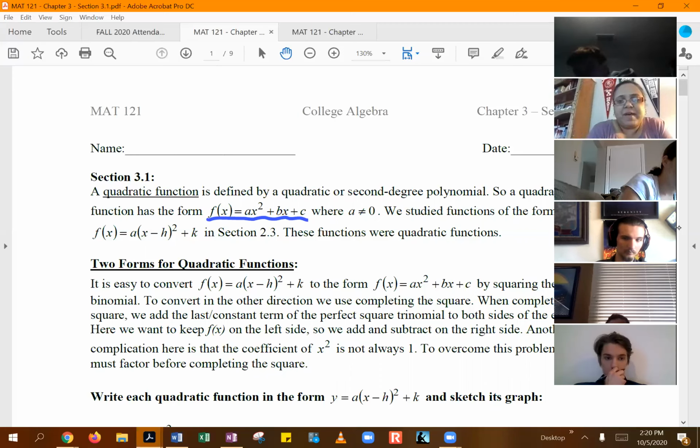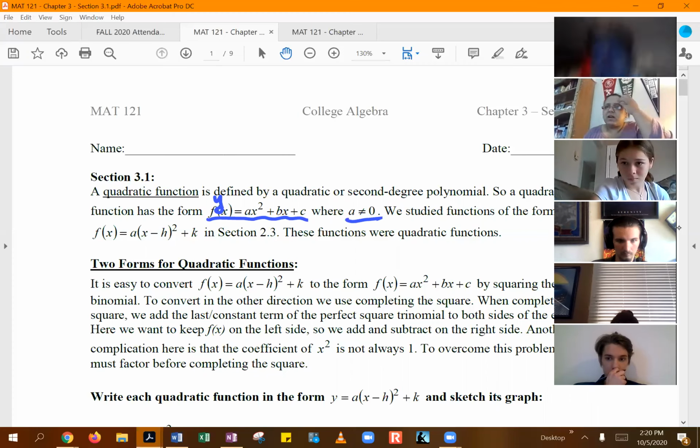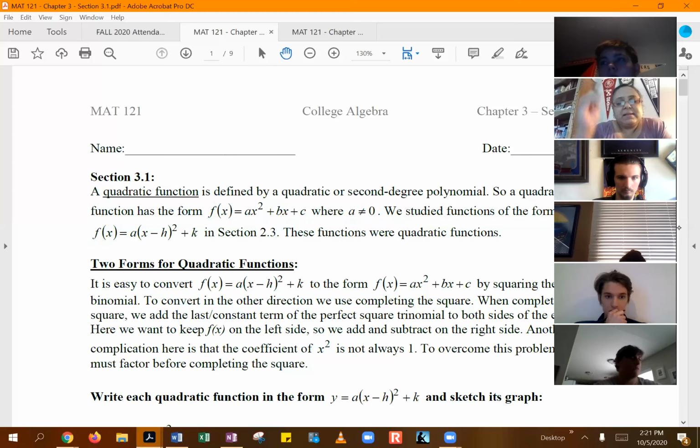So for your f of x, you can either have f of x or you can have y equal to ax squared plus bx plus c. And again, you will see we have the same restriction on our a value. We don't want the a to be 0 so that our x squared term will not disappear. And then, of course, in section 2.3, we also looked at the transformation equation of our quadratic function.